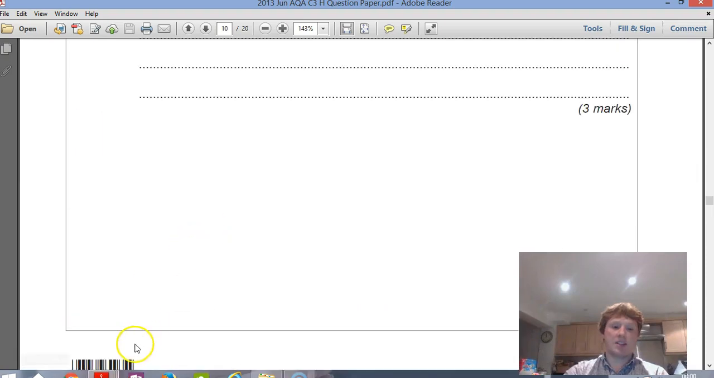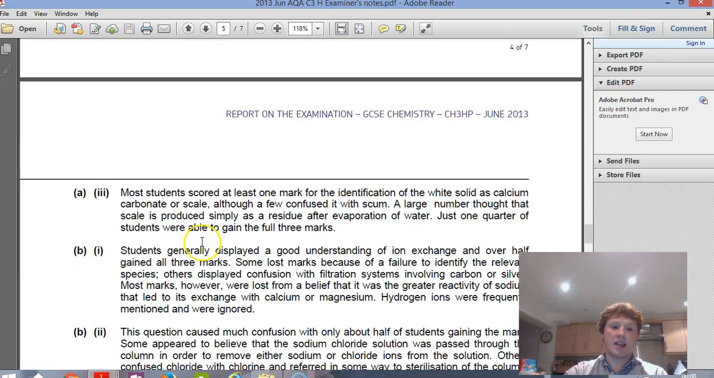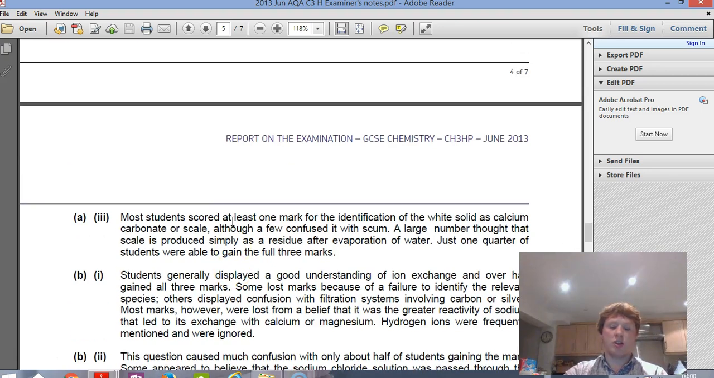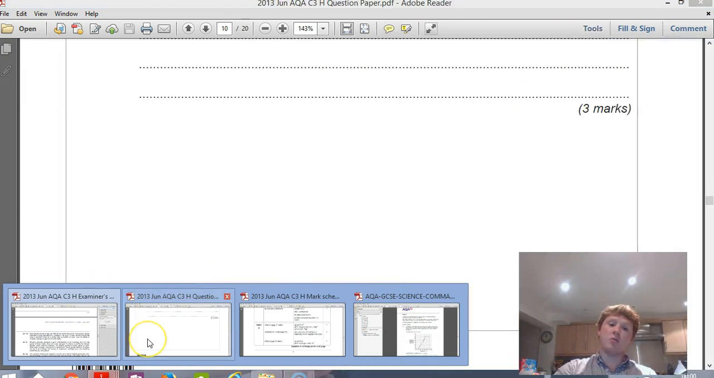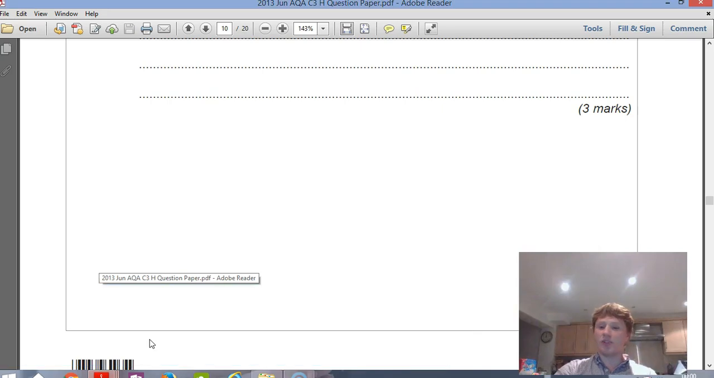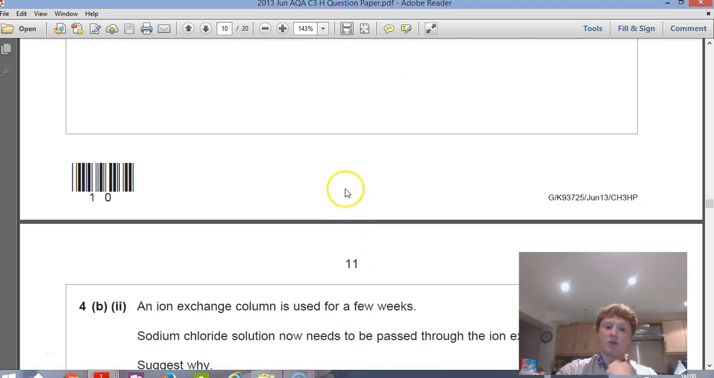Let's see what the examiner says, because hopefully most people know this. Good understanding of ion exchange. Over half got all 3 marks. Some didn't get the relevant species, some mentioned filtration. Some believed it was to do with greater reactivity. It's nothing to do with reactivity in ion exchange columns. It's just to do with the fact that it puts sodium ions in the water and takes calcium and magnesium ions out of the water.